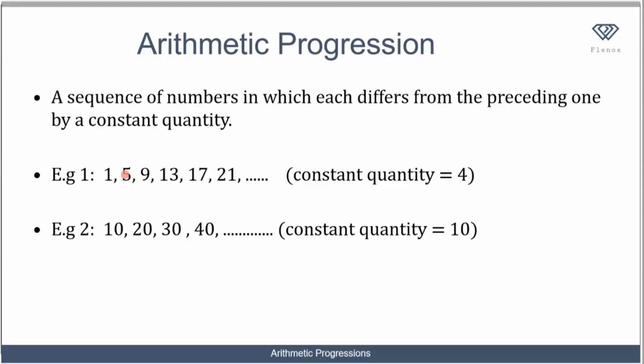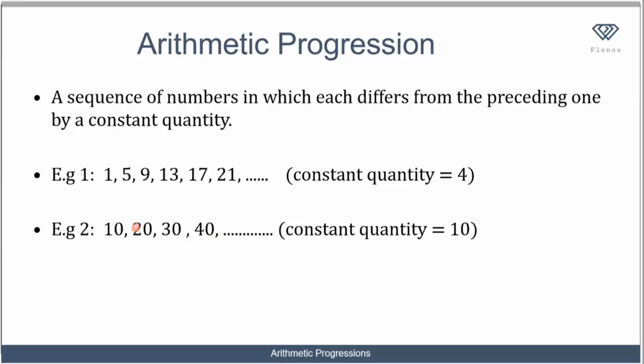So 1 plus 4 is 5, 5 plus 4 is 9, 9 plus 4 is 13, 13 plus 4 is 17. Similarly, in this second example, we can see that the constant quantity in this case is 10. So 10 plus 10 is 20, 20 plus 10 is 30, 30 plus 10 is 40.